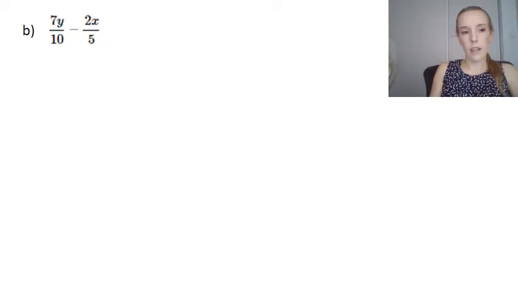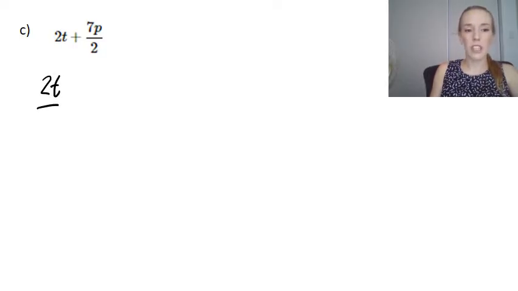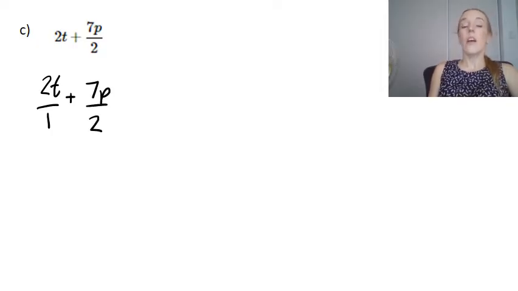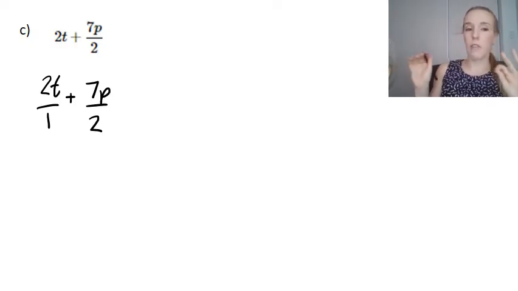Okay, I might skip that one. We'll move on to C. So C is a little bit more complex. So we've got 2t plus 7p over 2. So we know 2t is the same as 2t over 1, plus 7p over 2. So we now have to find our lowest common multiple of 1 and 2, which I'm not even going to write out. You all should know that that is 2.